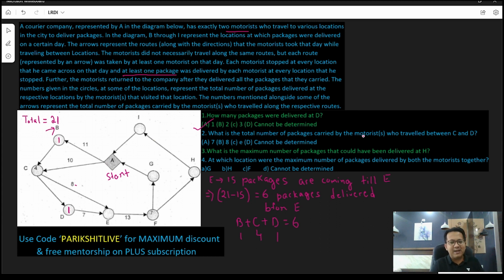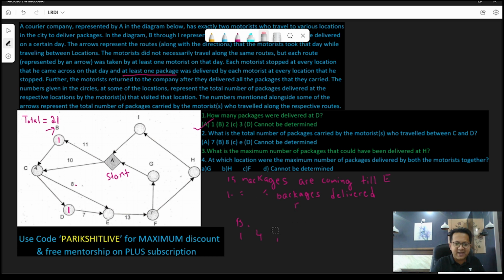What is the total number of packages carried by the motorists who travel between C and D? Okay. Between C and D. Okay, fine. Let me just rub the first solution and create some more space. Okay. Total number of packages carried between C and D. I mean, there are many ways of solving this. You can start from the very start, right? You can come from the very start and then go all the way to C and D.